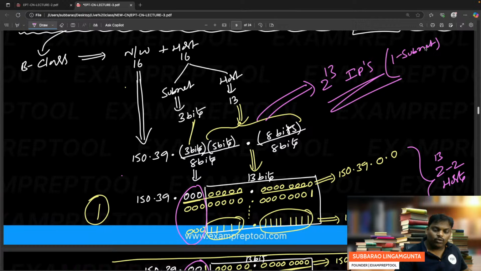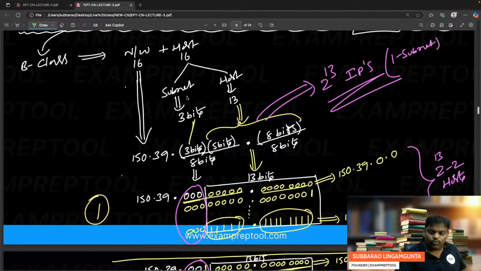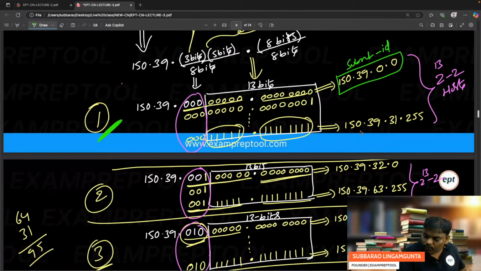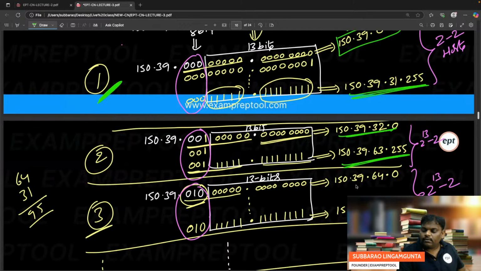And one more beautiful thing, let me say this also. This is going to be the subnet ID. First subnet ID. This is going to be the first subnet DBA. In the similar way, second subnet ID, second subnet DBA, third subnet ID, third subnet DBA.